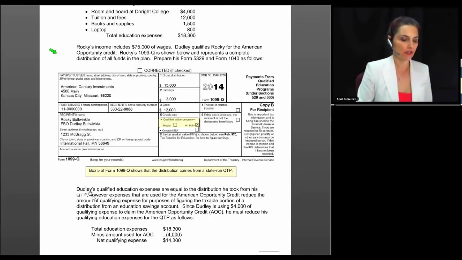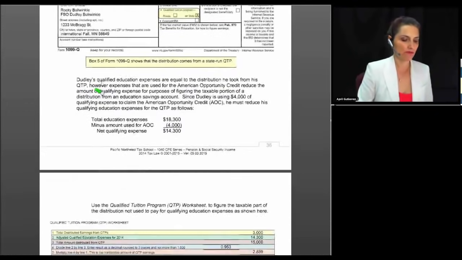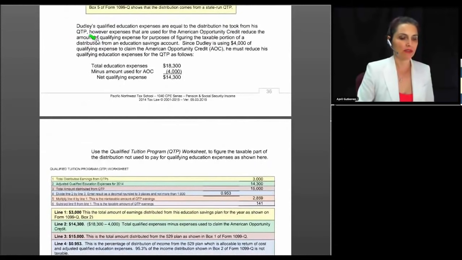Rocky's 1099-Q, again, is shown there, and I'm just going to bump down now to have a little bit of a discussion of how we're going to determine the qualified education expenses for Dudley. So Dudley's qualified education expenses are equal to the distribution he took from his QTP. However, some of the expenses are going to be used to claim the American Opportunity Credit, and this is going to reduce the amount of qualifying expense he has for purposes of determining the taxable portion of the distribution that is coming from that 1099-Q.